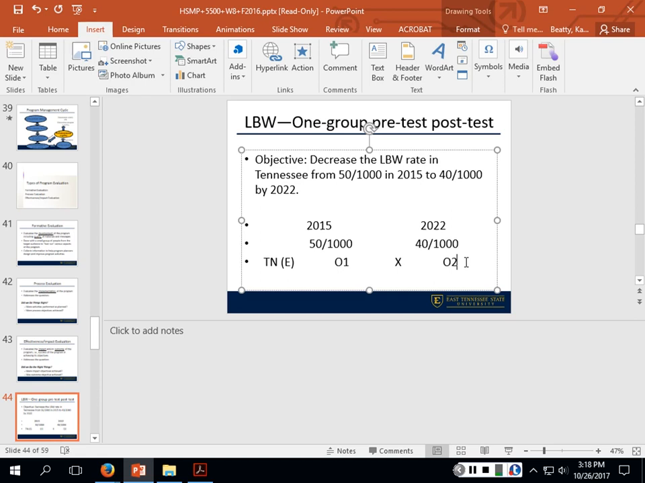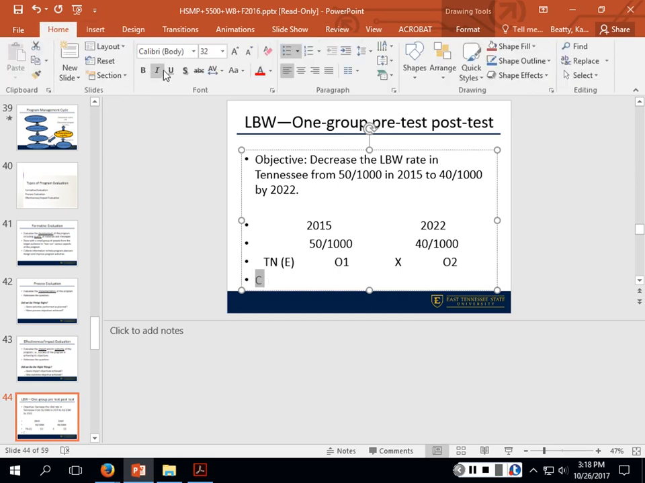So if we do that, then if we add our comparison state here, we also need to collect the low birth weight rate in the comparison state at baseline.